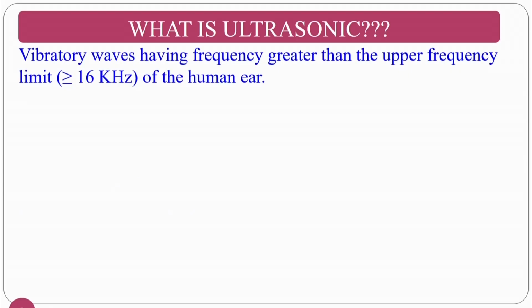So, what is ultrasonics? Normally, these are the vibratory waves having frequency greater than the upper frequency of the human ear. That means that it should be higher than the frequency of what we can hear. Normally the limit is 16 kilohertz.